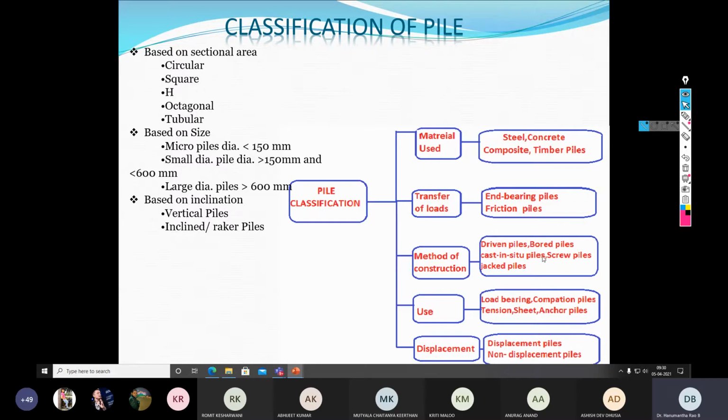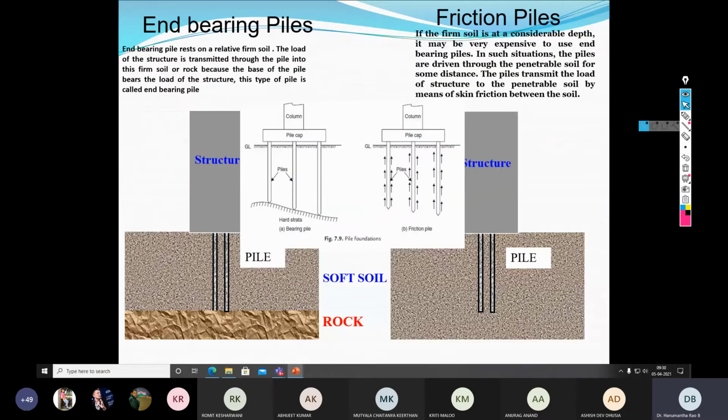Then, by method of construction, as a civil engineer you must understand the different varieties of piles, which I will also demonstrate: driven piles, bored piles, cast in situ piles, screw piles, jacket piles, and so forth. Then, depending upon the purpose or use, they are called load bearing, compaction, tension, sheet, anchor, and so on. Based on the displacement, they are called displacement piles or non-displacement piles.